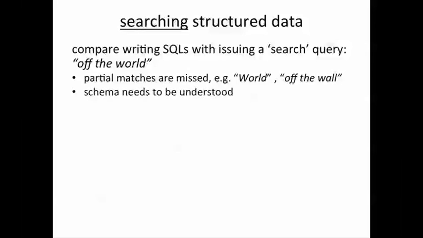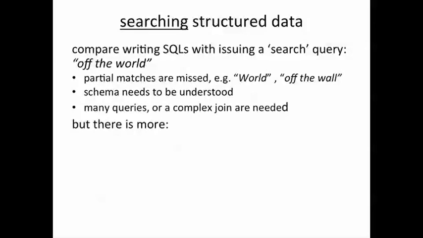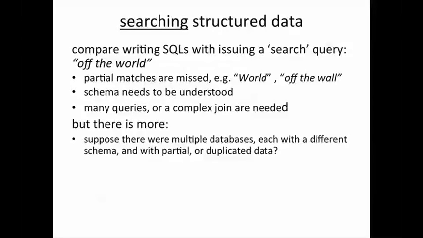Next, the schema needs to be understood quite carefully in order to issue the multiple SQLs needed to retrieve the information that we want. Sometimes a complex join might be needed. But there's even more. Suppose there were multiple databases, each with a different schema, and partial or duplicated data across these databases. And suppose the keys used in each database were different, with no relationship to each other.